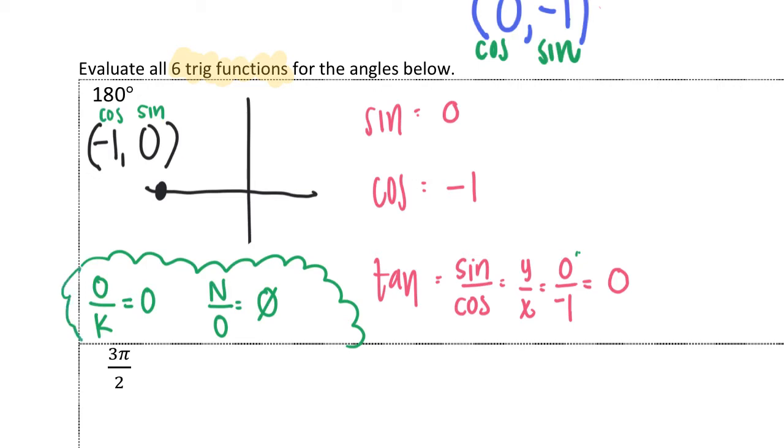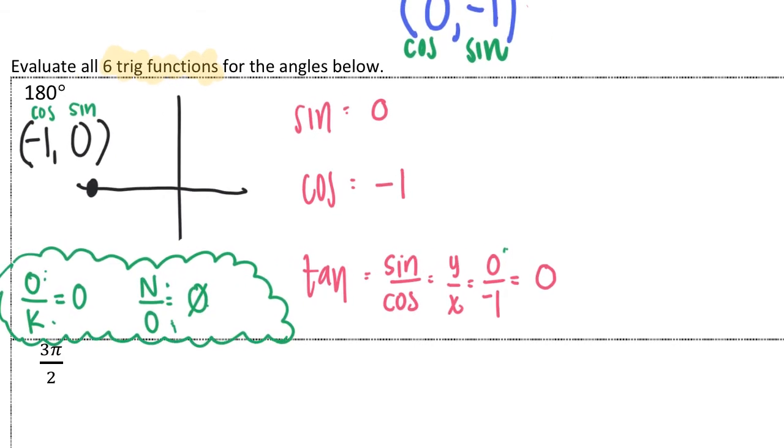I would put this off to the side because, again, students always forget which one is possible and which one is impossible. 0 in the numerator is 0. That is okay. 0 in the denominator is not okay. No. So it's undefined. Now let's continue on with our 6 trig functions and find the reciprocals.